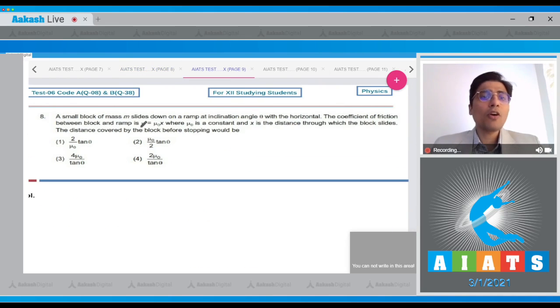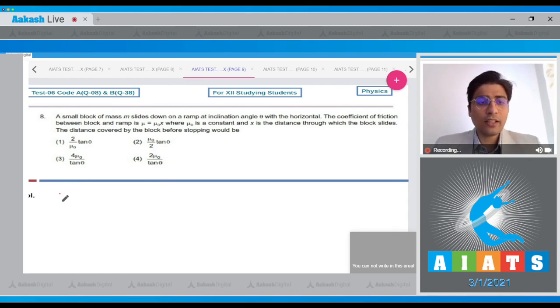Moving on to the question number 8. In this question, a small block of mass m slides down on a ramp at inclination angle theta with the horizontal. The coefficient of friction between block and ramp is mu is equal to mu naught x, where mu naught is a constant and x is the distance through which the block slides. The distance covered by the block before stopping is what we have to calculate.